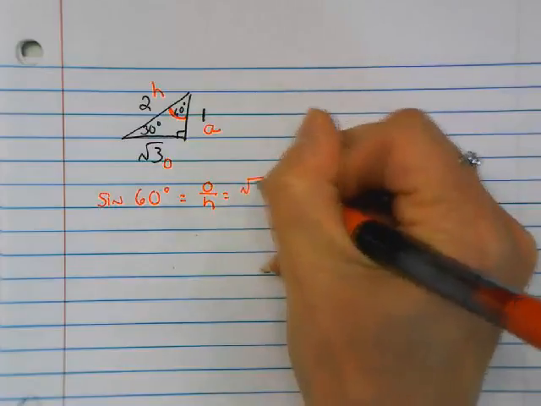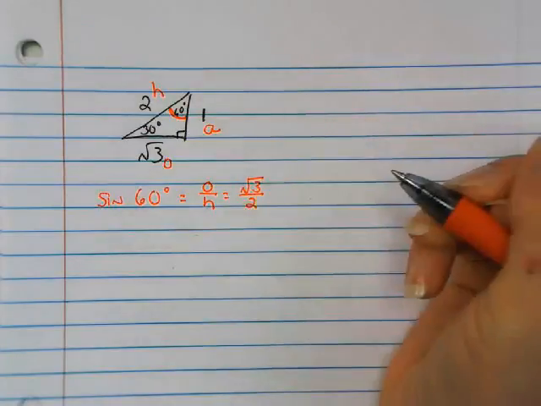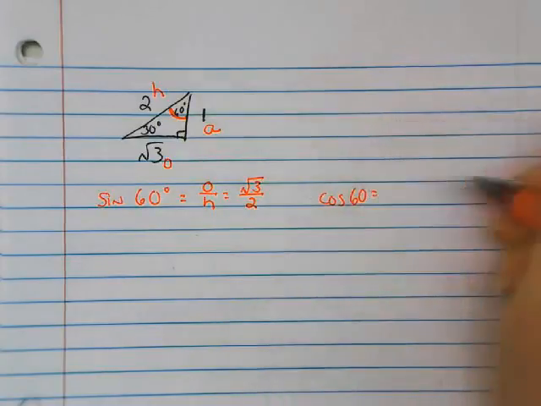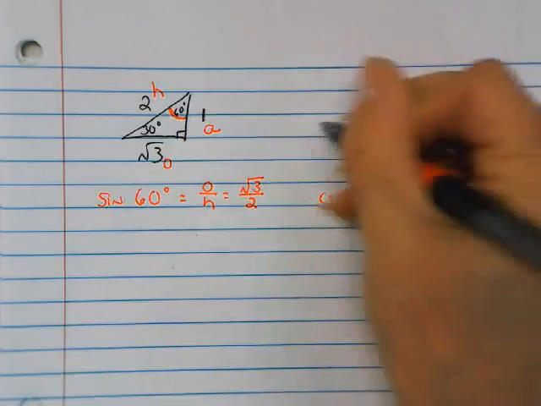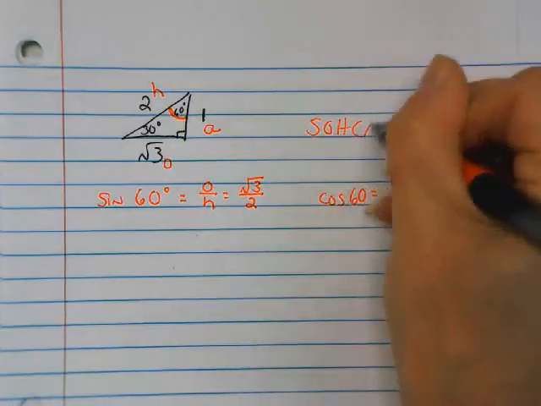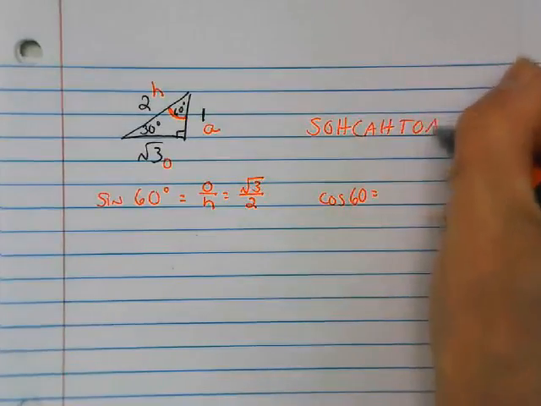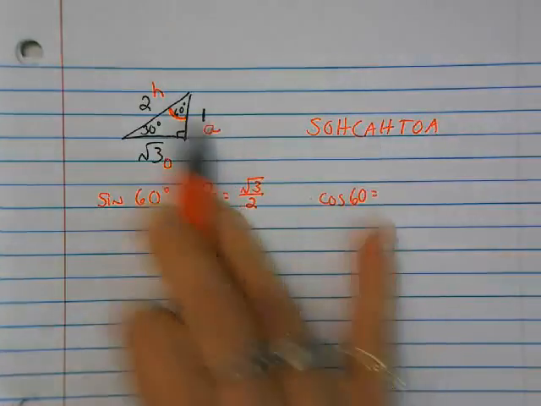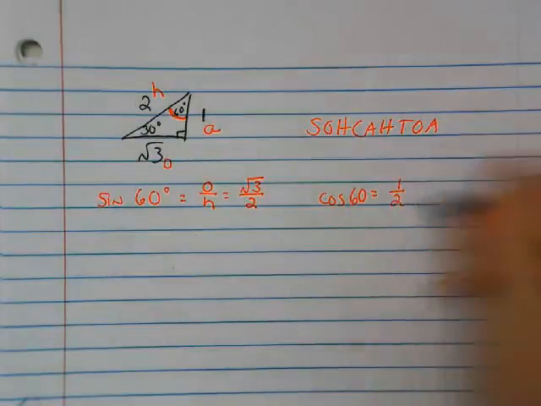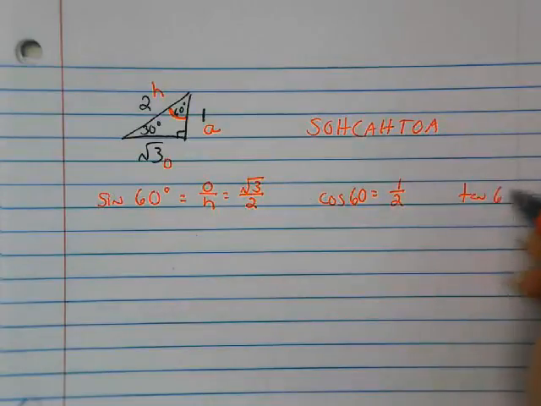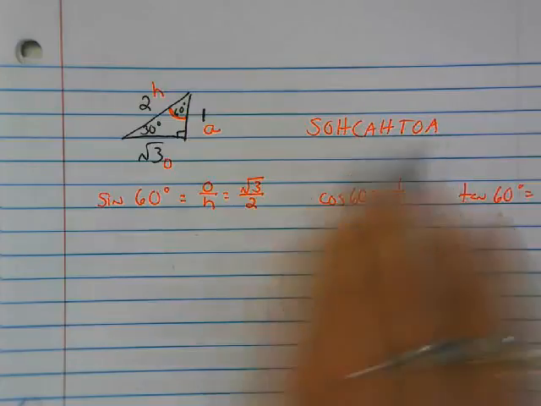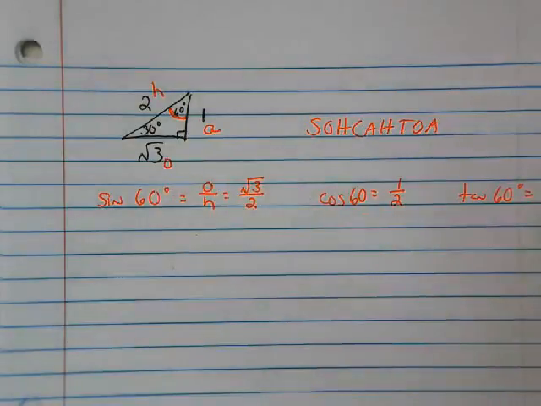Cosine of 60. Again, if you need to write this down so you can remember what's what, cosine is A over H. So A over H is 1/2. And then the tangent of 60, tangent is O over A. So O over A, sorry, square root of 3. Okay?